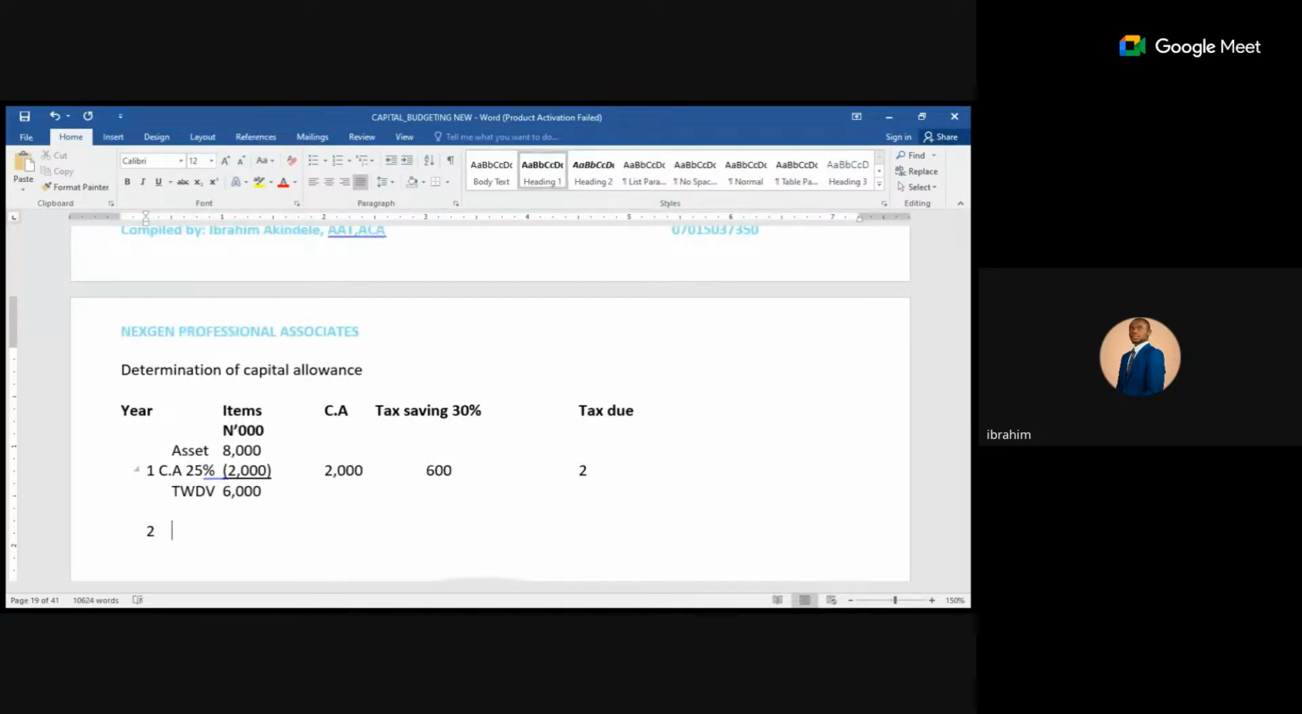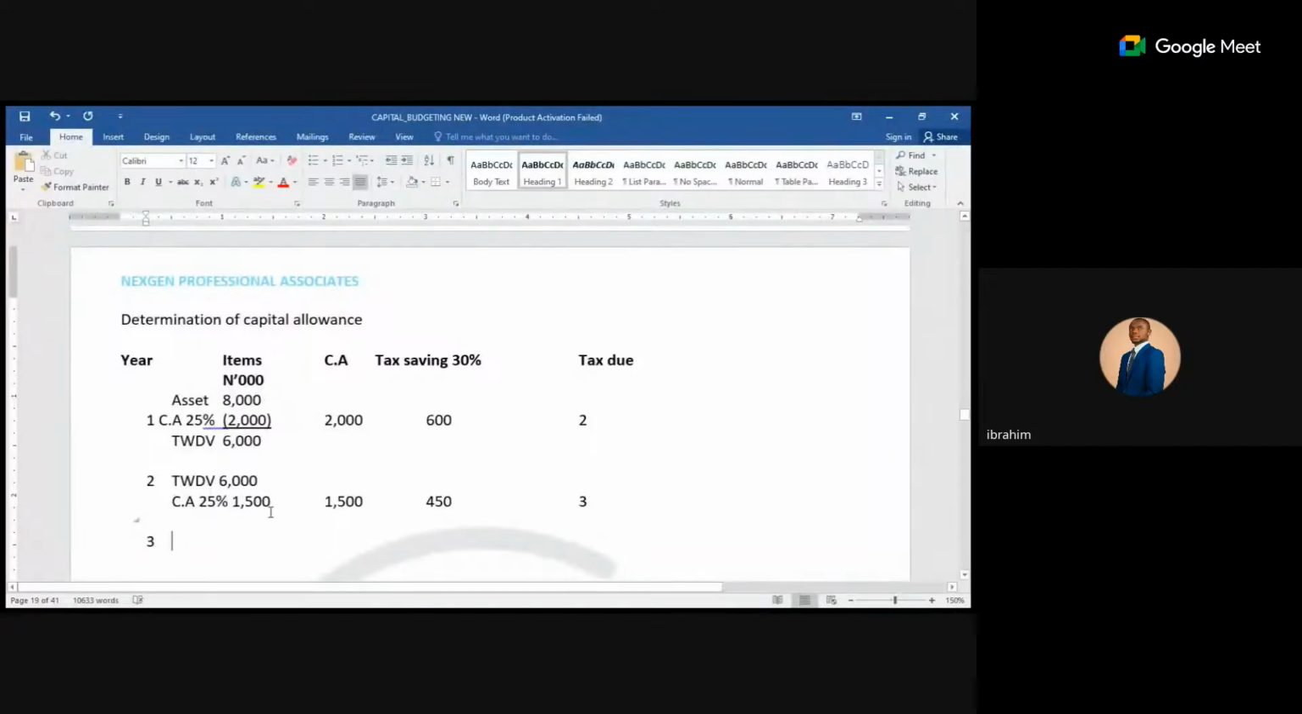We have year 2. Let me just say that's written down value brought forward, 6,000 naira. So the capital allowance is 25%, 1,500. So the tax savings is 450. This will be year 3. Okay, that's fine.